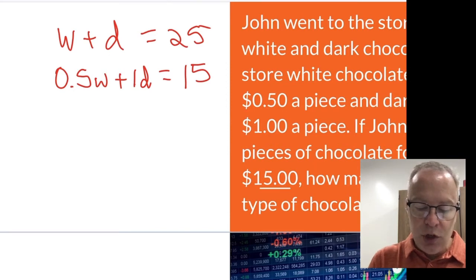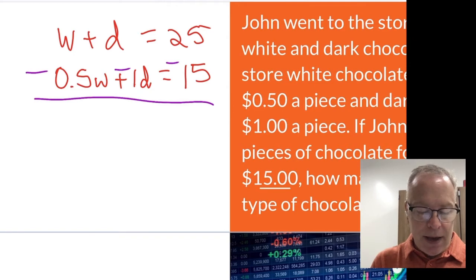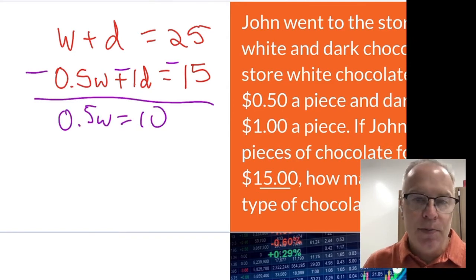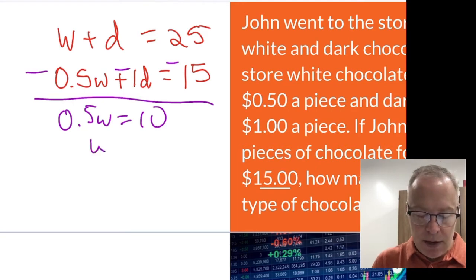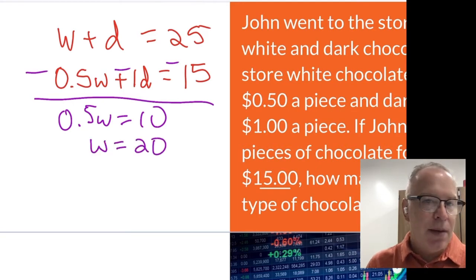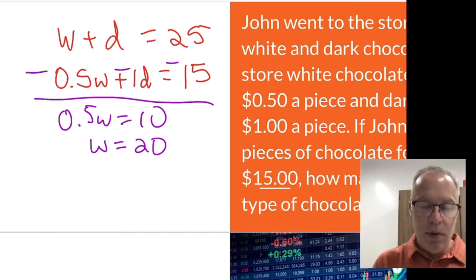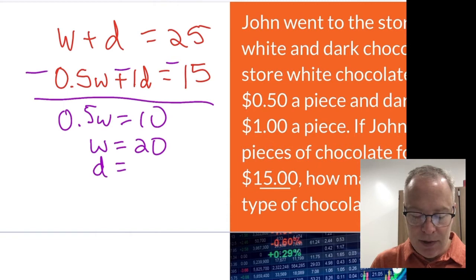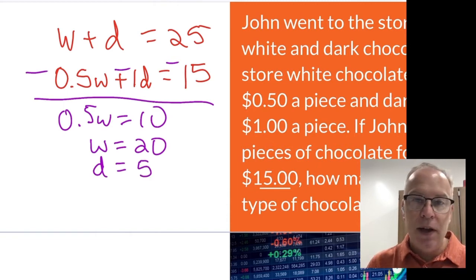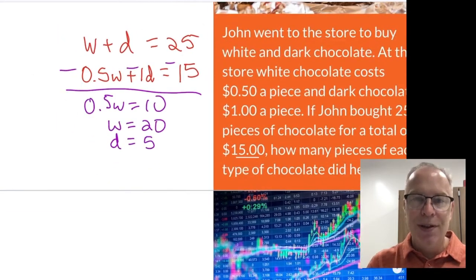So all I need to do is change the signs on one of the equations and I get 0.5W equals 10. I multiply both sides by 2 to get rid of the 1/2 and I get W is 20. What does that mean again? The number of white chocolate pieces was 20. Now remember, they ordered 25 pieces, so dark chocolate must be 5. Now the way you could check your answer is by counting the cost on that, and lo and behold, it will really add up to $15. So there's another chocolate problem.